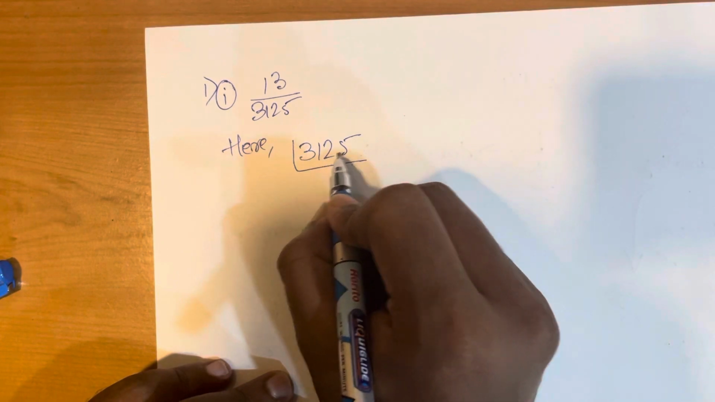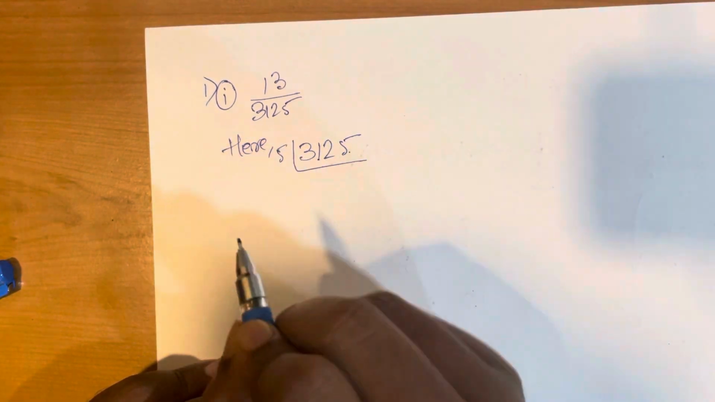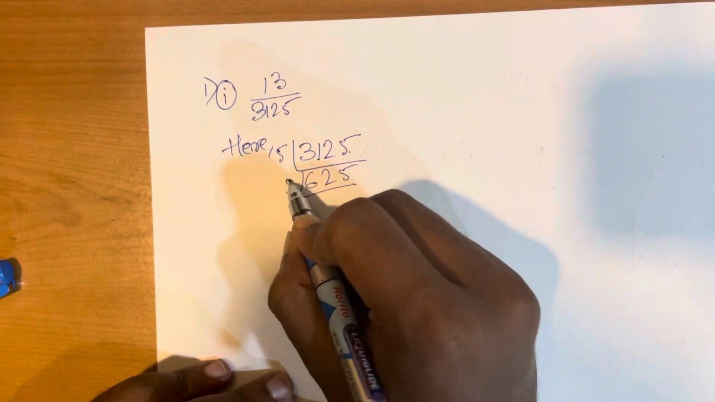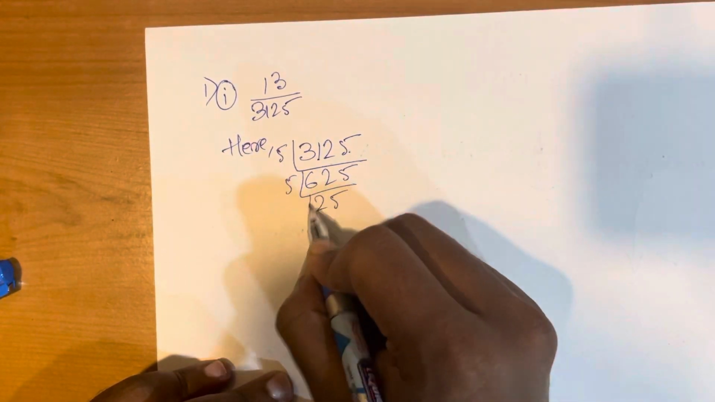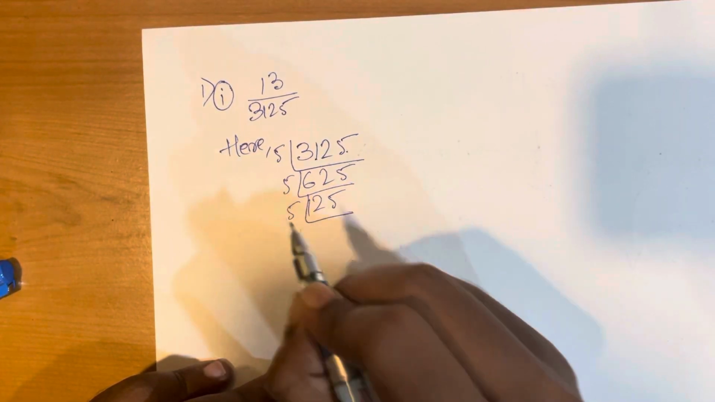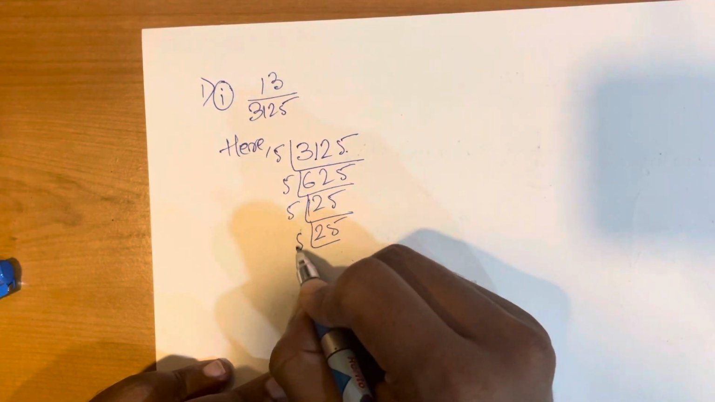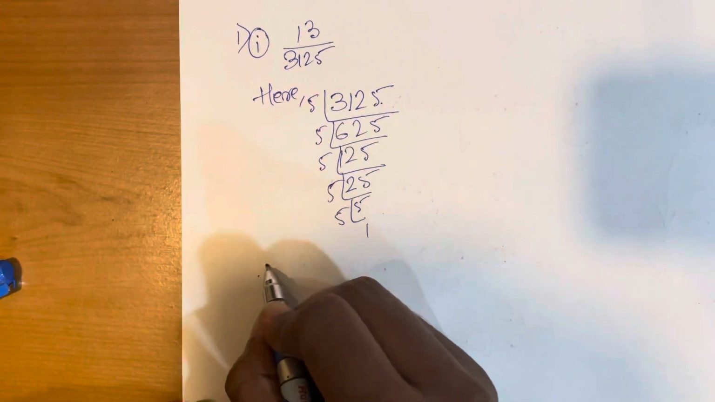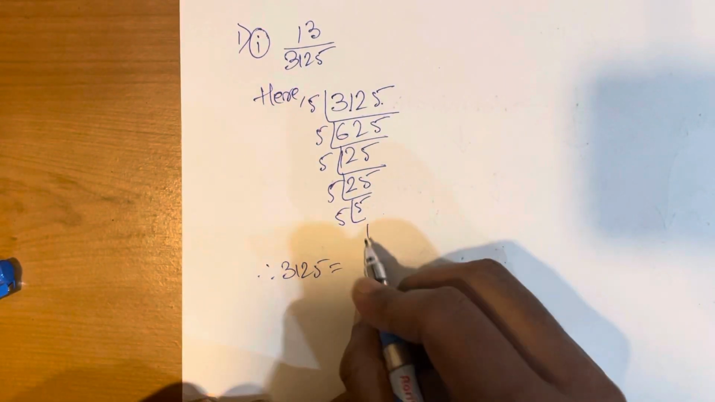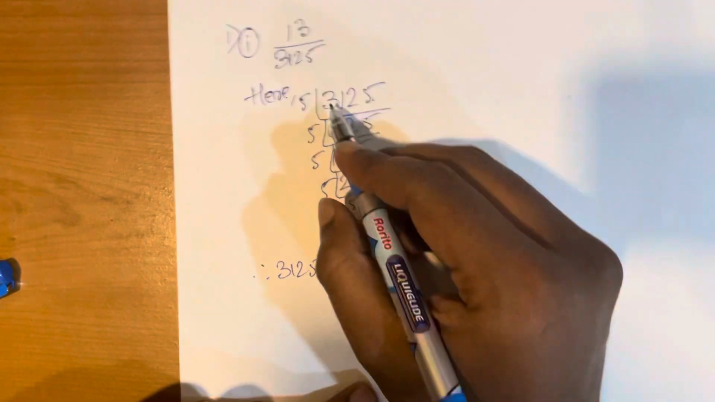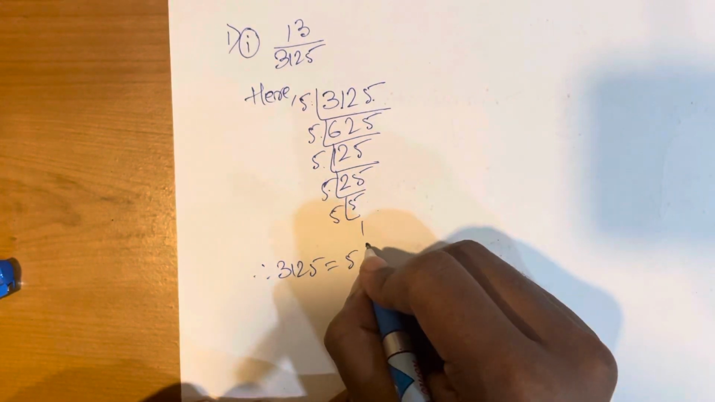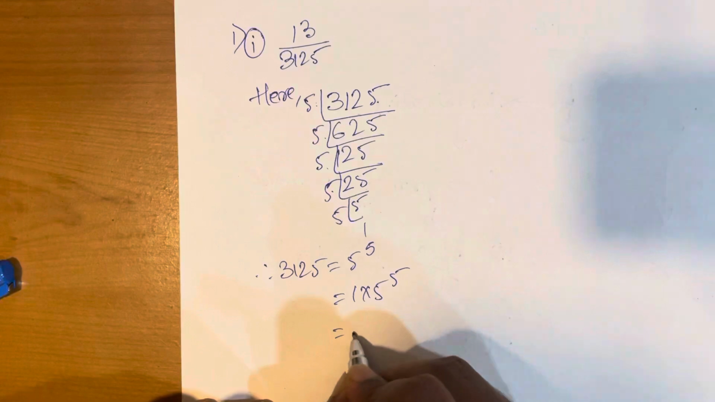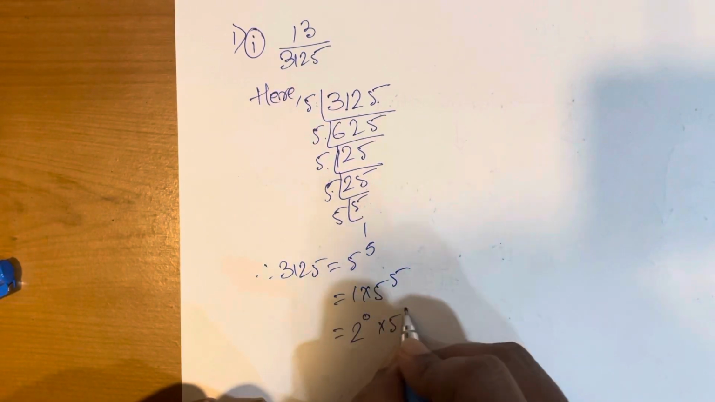It will be 5. 5 into 5 is 25, 25 into 5 is 125, 5 25, 5 5 5 1. So this is the prime factorization. Therefore 3125 can be written as 5. How many 5s? 1 2 3 4 5. 5 to the power 5, which can also be written as 1 into 5 to the power 5, that is equal to 2 to the power 0 into 5 to the power 5.